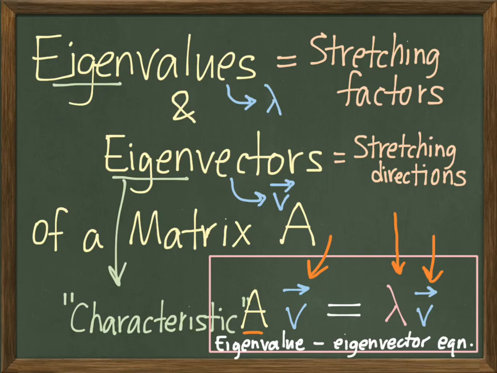So where the first half of linear algebra is all about solving the matrix equation Ax equals b, the second half of linear algebra tends to be about solving the eigenvalue-eigenvector equation, Av equals lambda v, to figure out which vectors are being stretched by the matrix A, and by how much.